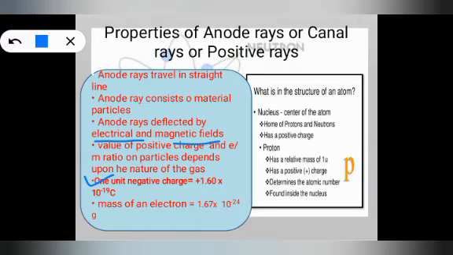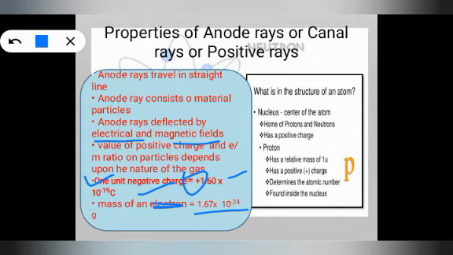One unit of positive charge is 1.60 into 10 raised to minus 19 coulomb. This value is the same as the electron's, the only difference being the charge: in that case we had negative 1.60, here we have positive 1.60. The mass of a proton is 1.6067 into 10 raised to minus 24 gram, okay.